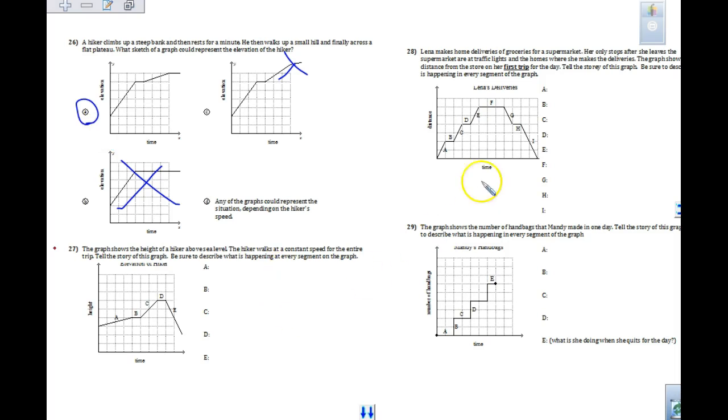And then when you do 27, 28, and 29, you're coming up with the story. So this is what you have to have done to take the test. Our class period 2 takes it Thursday, 3 and 6 take it Tuesday.